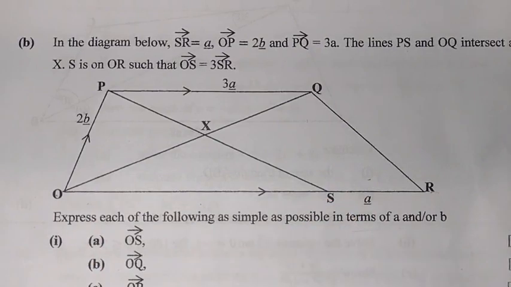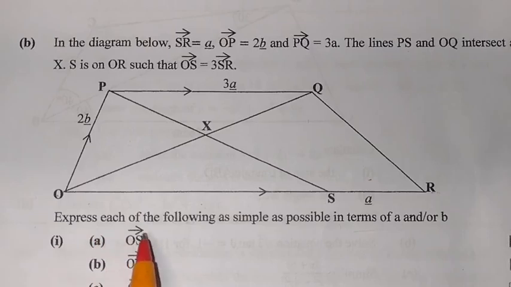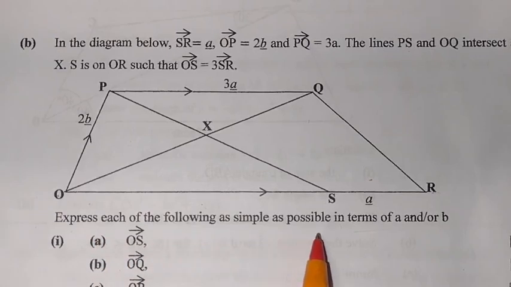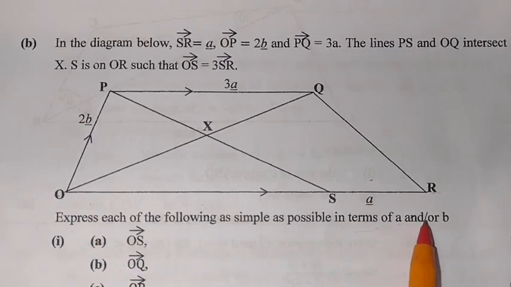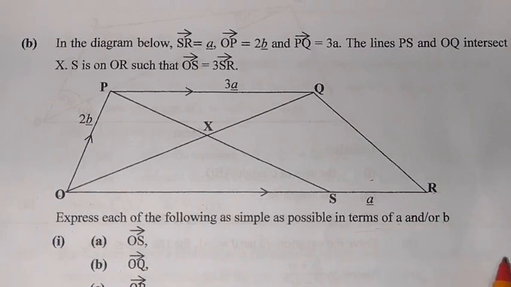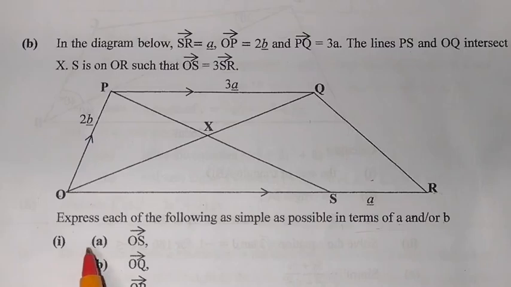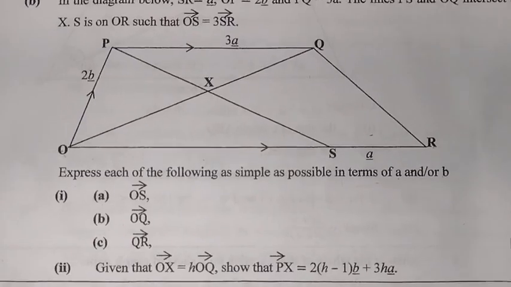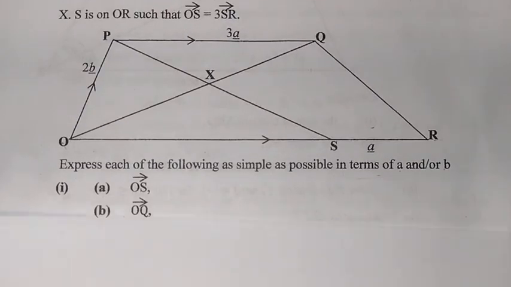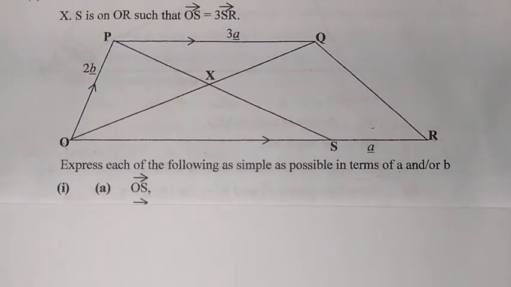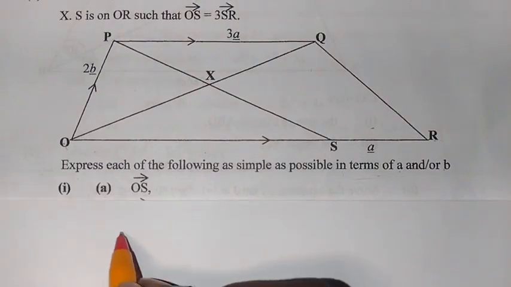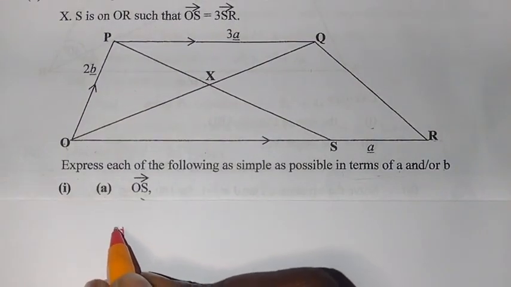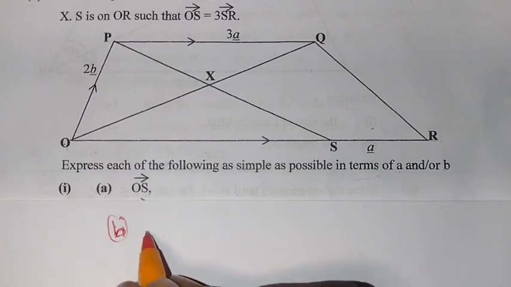So let us now look at our questions. Express each of the following as simply as possible in terms of A and or B vector. So we're going to start with the first one, A. They want OS. Remember, I've said the information is very important. So how can we find OS? We are answering question B1.